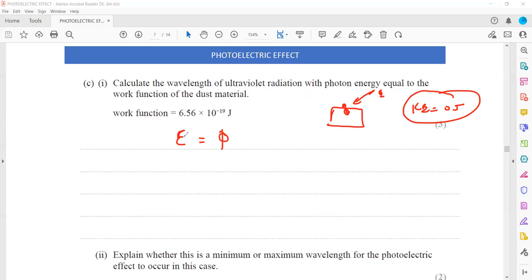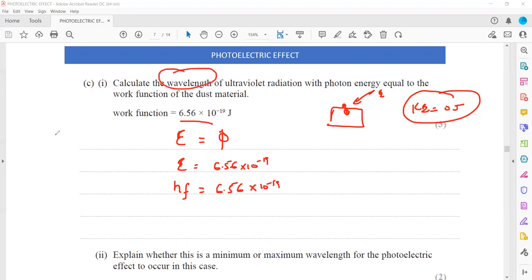So we have the formula E equals h phi here. The work function is given as 6.56. So this is the same question. So E is equal to 6.56 times 10 to the power minus 19. We will first get the frequency, because E is equal to hf. So we can write hf equals 6.56 times 10 to the power minus 19. But in the question, we need the wavelength here.